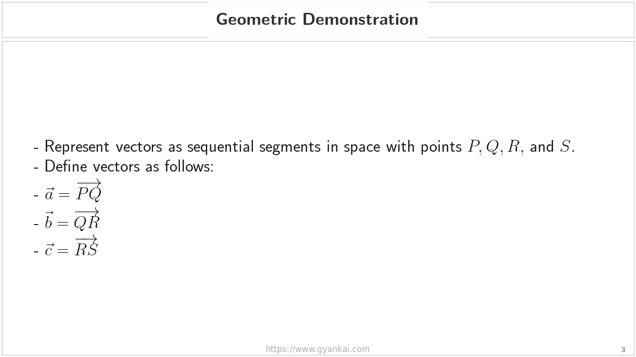First, we have vector A, which represents the directed segment from point P to point Q. Next, we have vector B, which starts where the previous one ended, moving from point Q to point R. Finally, we have vector C, which moves from point R to point S. By setting them up this way, we are creating a continuous path, which will allow us to test both ways of grouping these vectors in the next few slides.